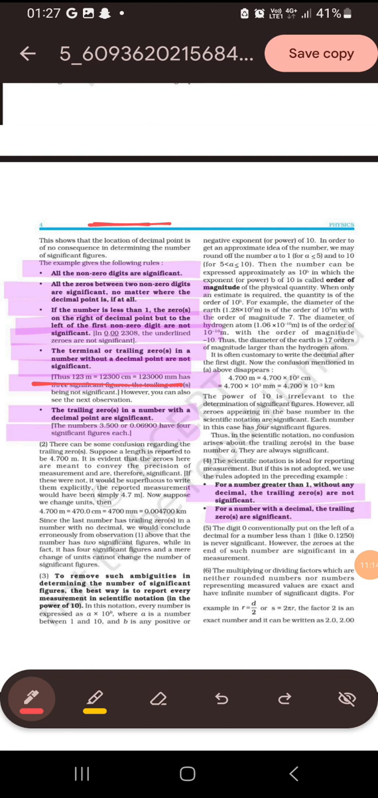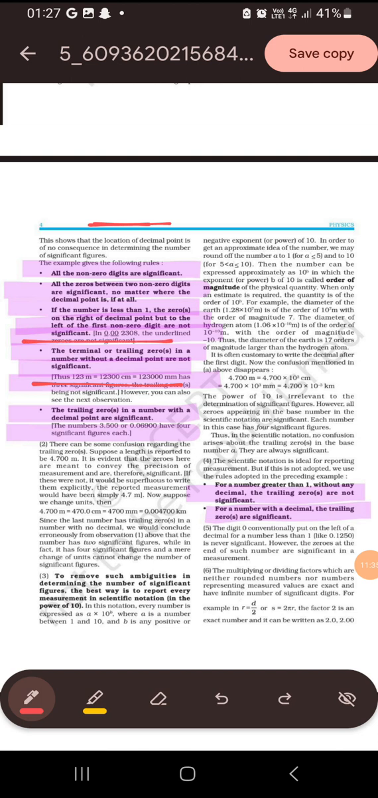The simple thing you have to remember is that all non-zero digits are significant, and all zeros between two non-zero digits are significant, and the zeros which are to the right of the decimal point but left of the non-zero digits are not significant, as I mentioned in the third example.